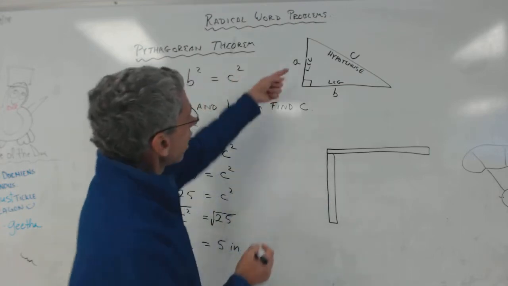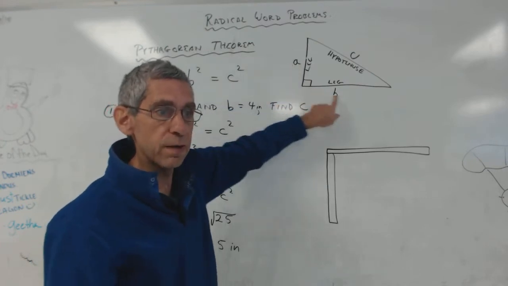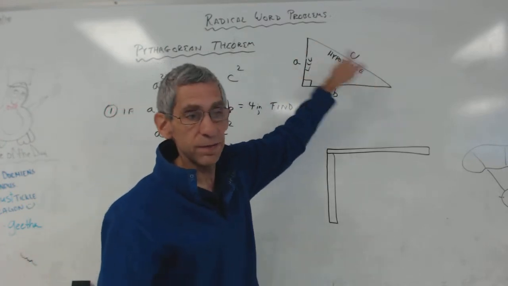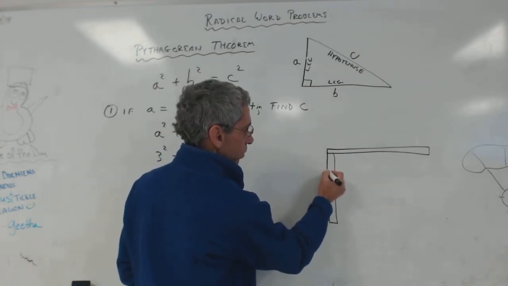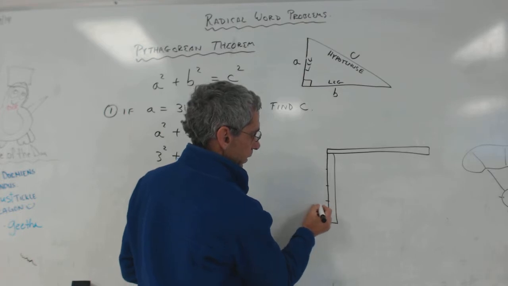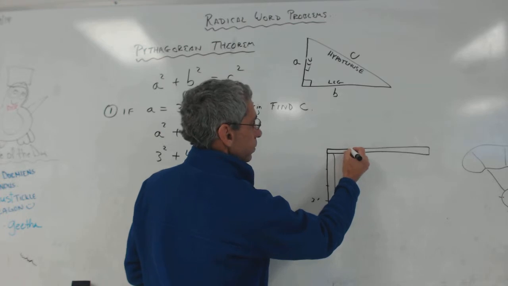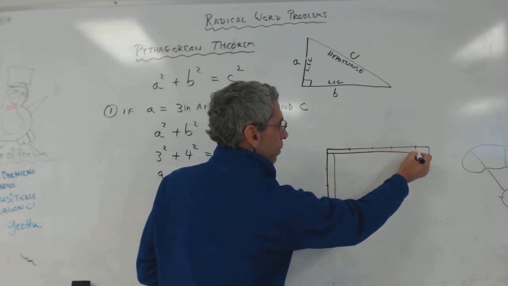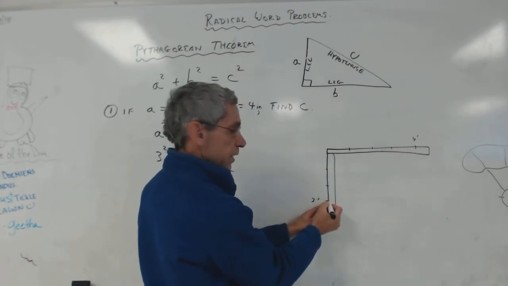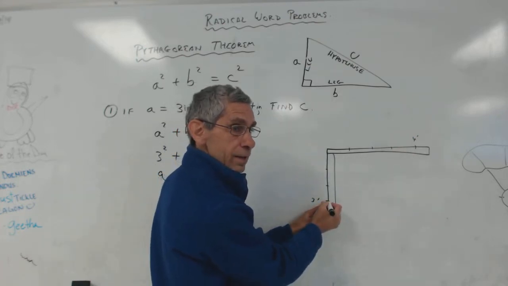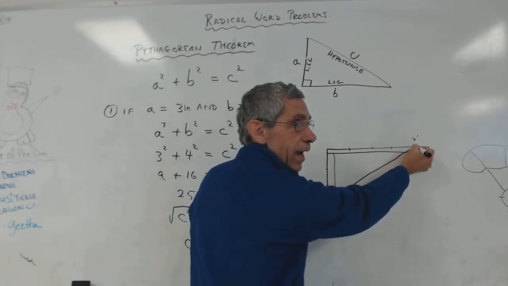I knew that a 3 foot by 4 foot would give me 5 feet for a hypotenuse. So I measured 3 feet, 1, 2, 3, and that was 3 feet. And then 1, 2, 3, 4, and that was 4 feet. And then I knew that if I took a piece of line that was exactly 5 feet long, it would have to exactly touch that point.